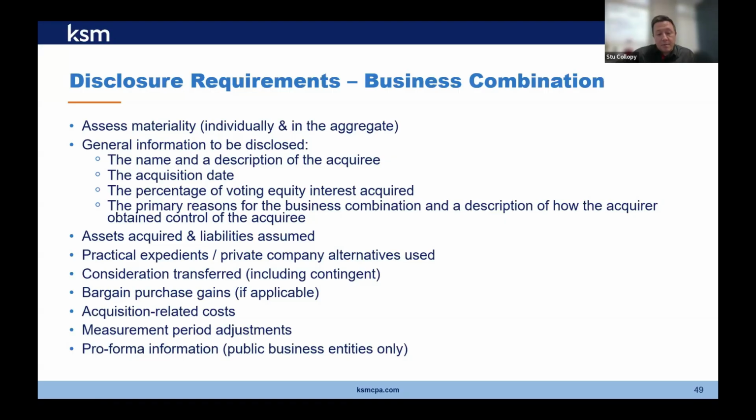And then if there was any measurement period adjustment, so like we previously said, you can go back a year to adjust the fair value. If there was any adjustment that needed to happen there, make sure to disclose that.